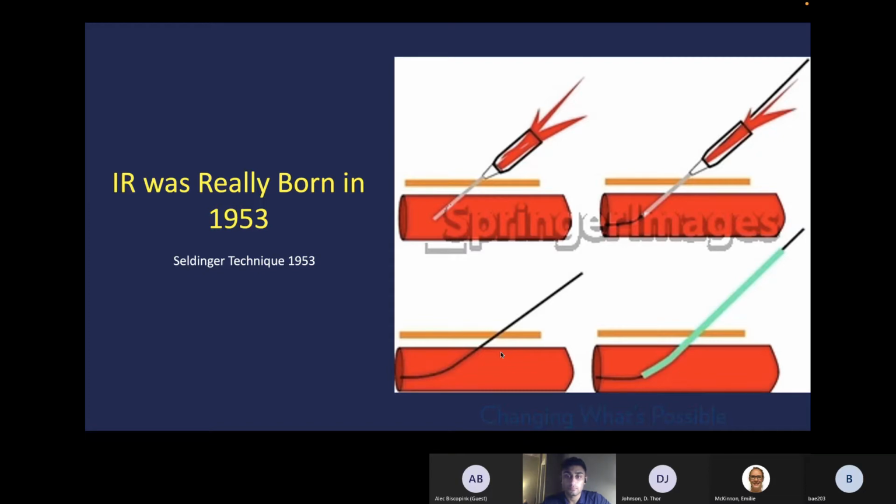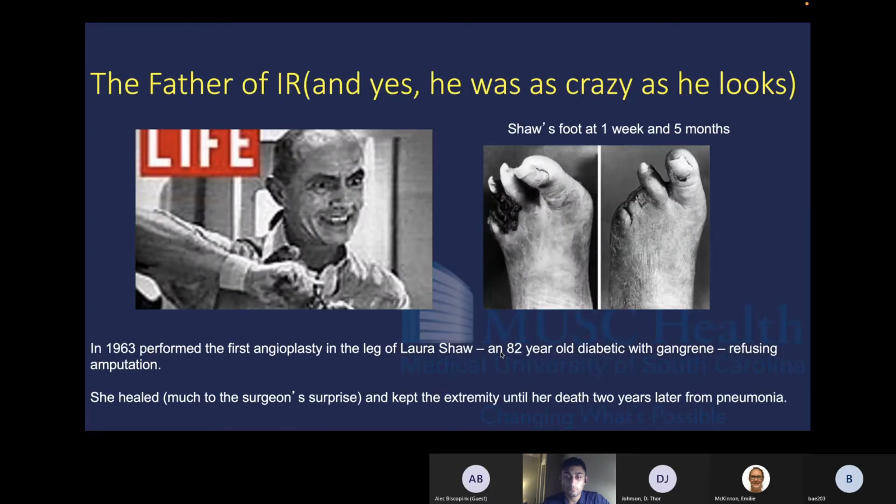Because before this, anytime we wanted to access an artery or a vein, we would always do a cut down: expose the wall of the vessel, cut it open, put your catheter in, sew it into the vessel, and then when you were done, close it. And this is a picture from the actual original report of the Seldinger technique. Basically, you put a needle into the vessel, you get blood back, you put a wire down the needle, you take the needle off, and you put a catheter over the wire. That was revolutionary. It meant you didn't have to cut people open anymore to get into their blood vessels.